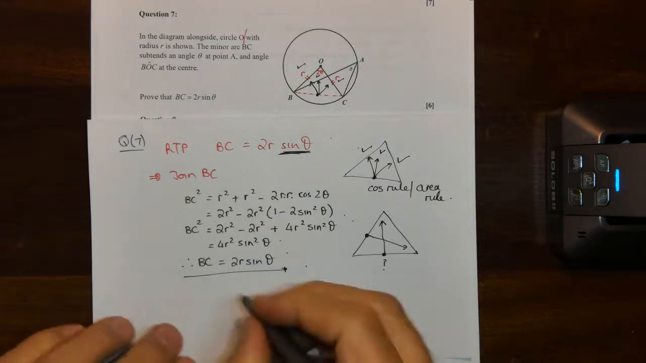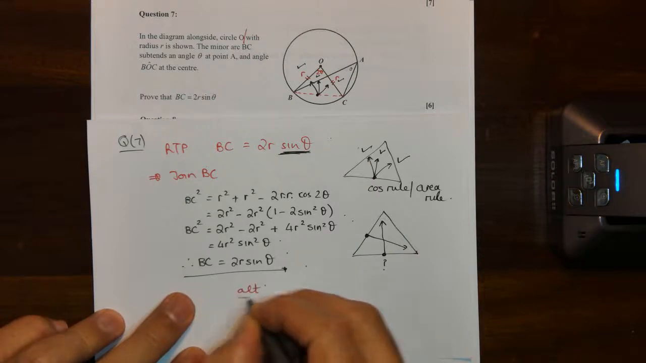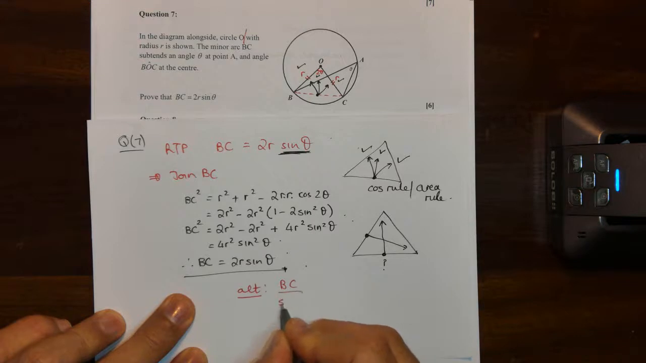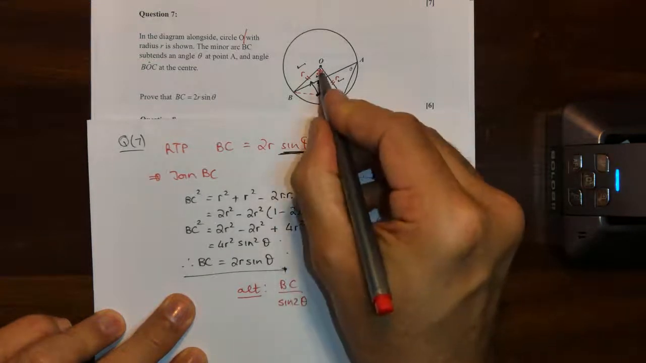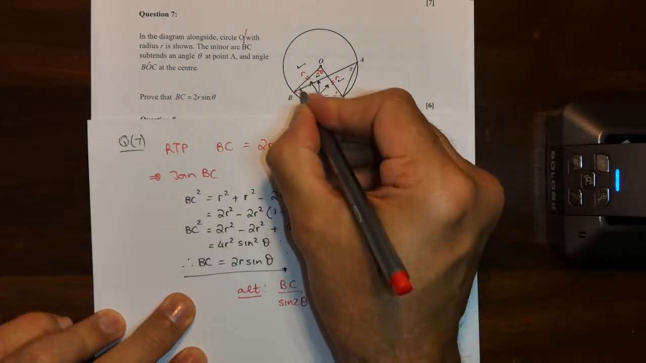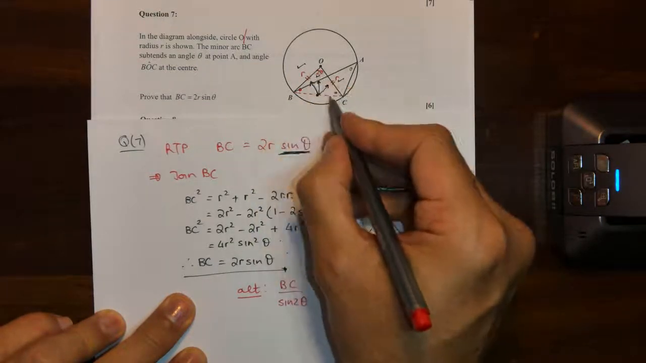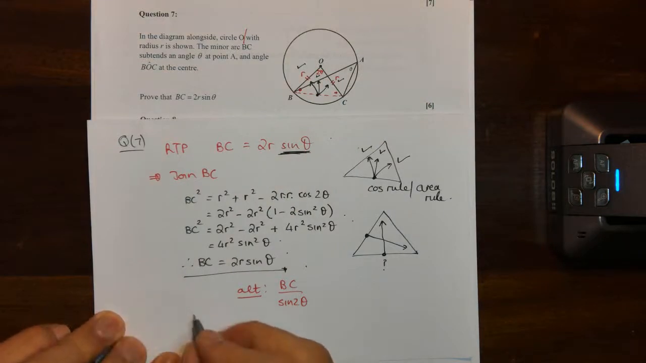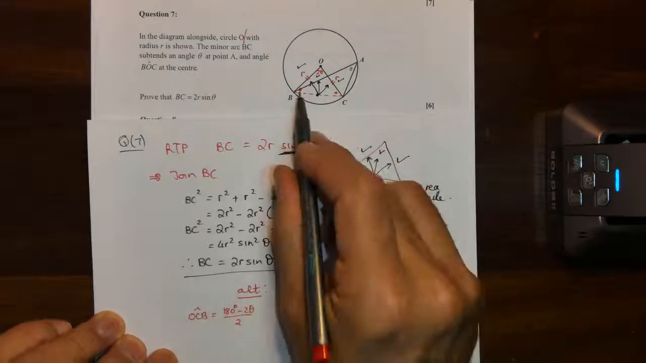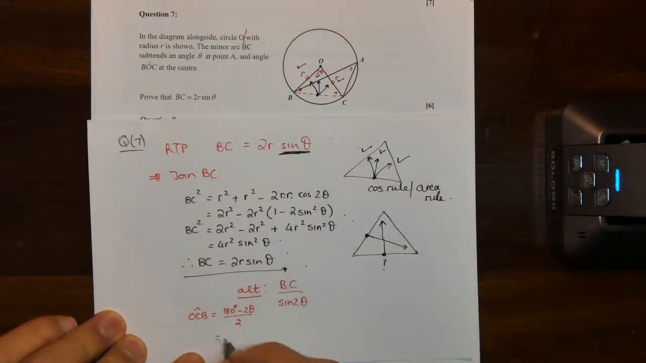So let's look at the alternative. The alternative would have been to say BC over the sine of 2 theta equals r over, now I need these two angles here. Okay, I know it's isosceles, so each of the angles, let's quickly calculate here. Angle OCB will be 180 degrees minus 2 theta, halved, because it shares it with angle B. So this is 90 degrees minus theta.